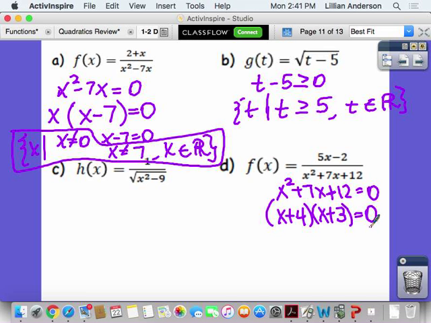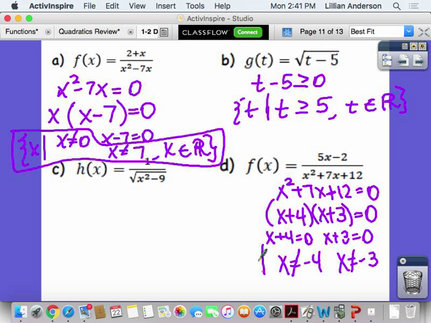Same way. What do I do here? If I set them both equal to 0, -4 and -3. So it cannot equal those. Put in your notation.